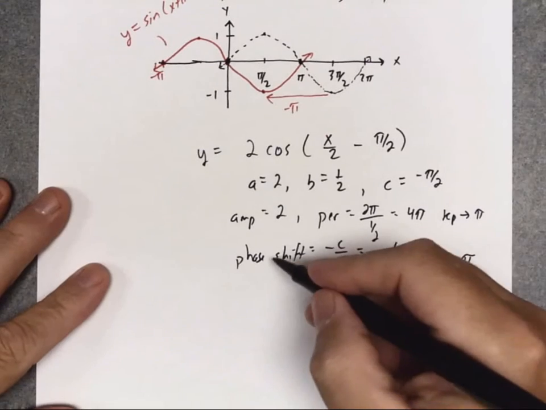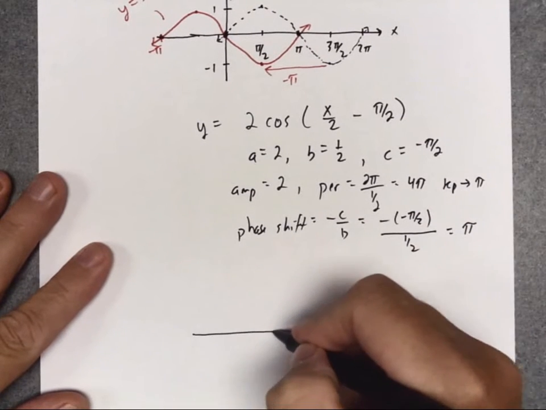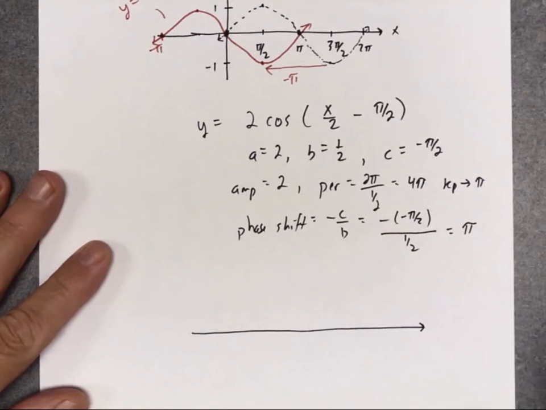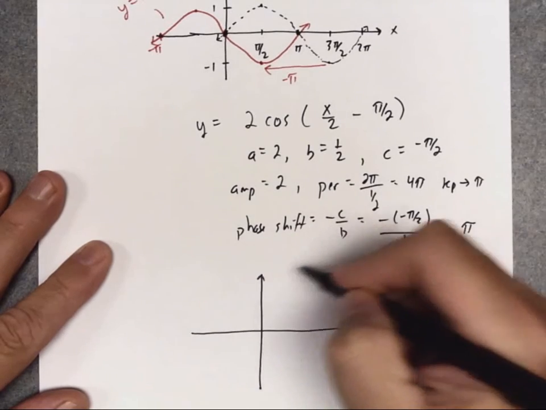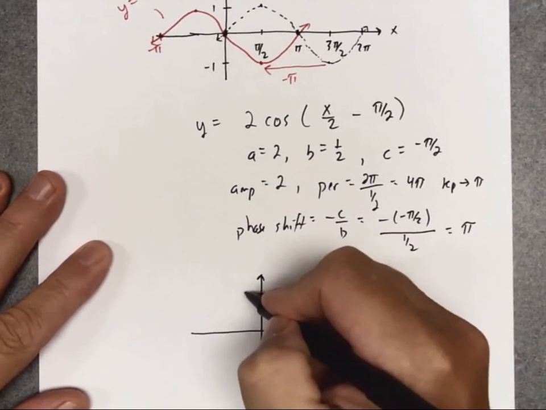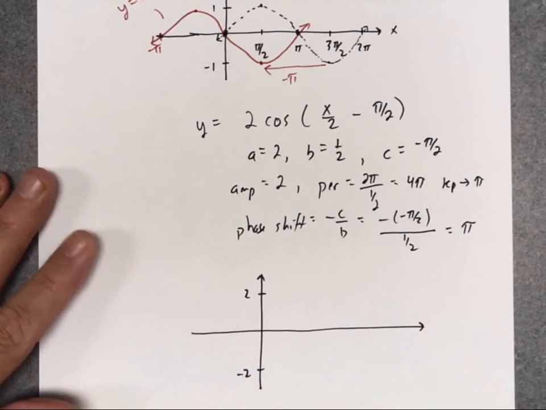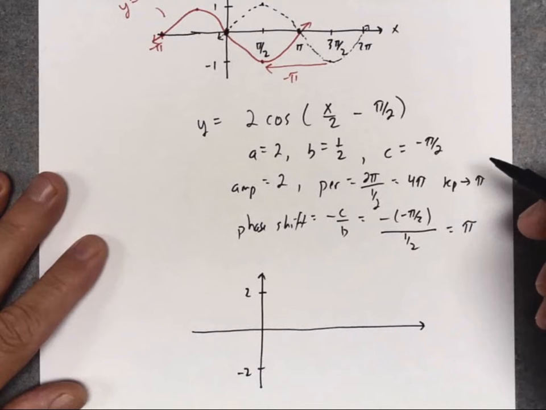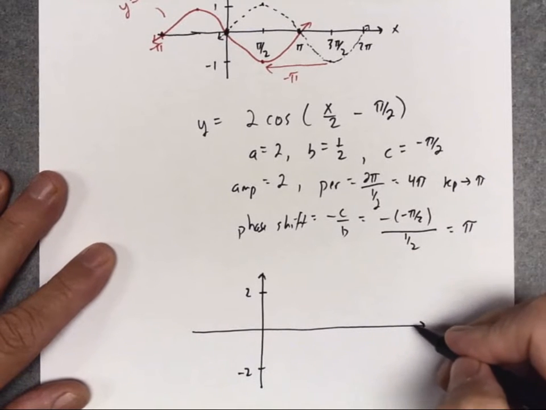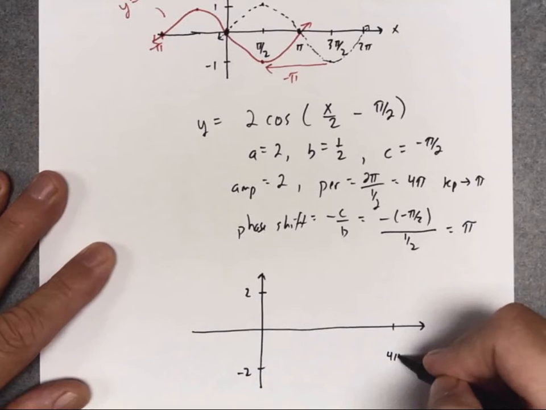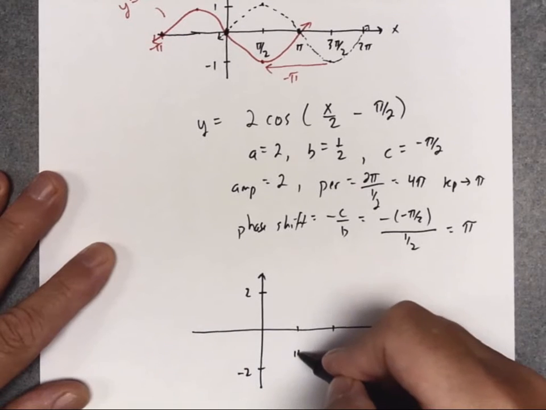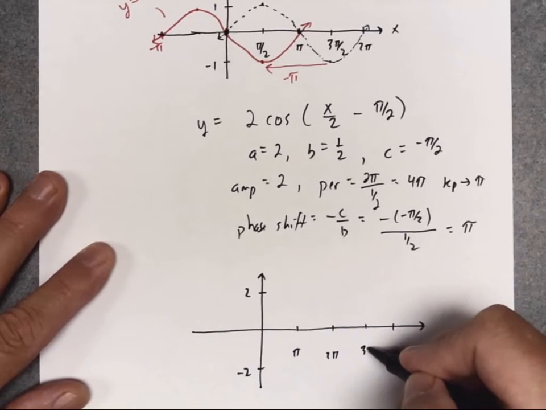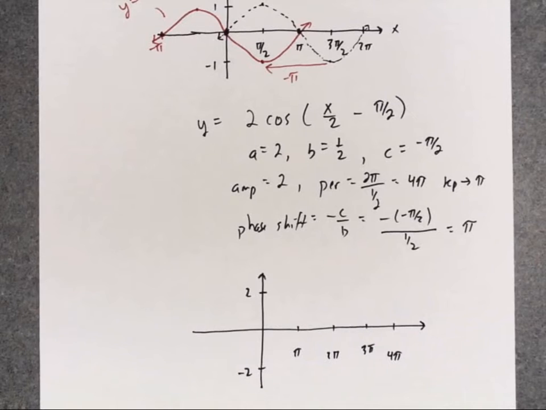So let's do the graph. Let's ignore the phase shift for now and try to draw the graph of this cosine function. Since the amplitude is 2, I'll put a 2 and a negative 2 on my y-axis. Since the period is 4 pi, I go out here and there's 4 pi, and there's 2 pi, and pi, and 3 pi. So let's sketch this cosine without the phase shift.